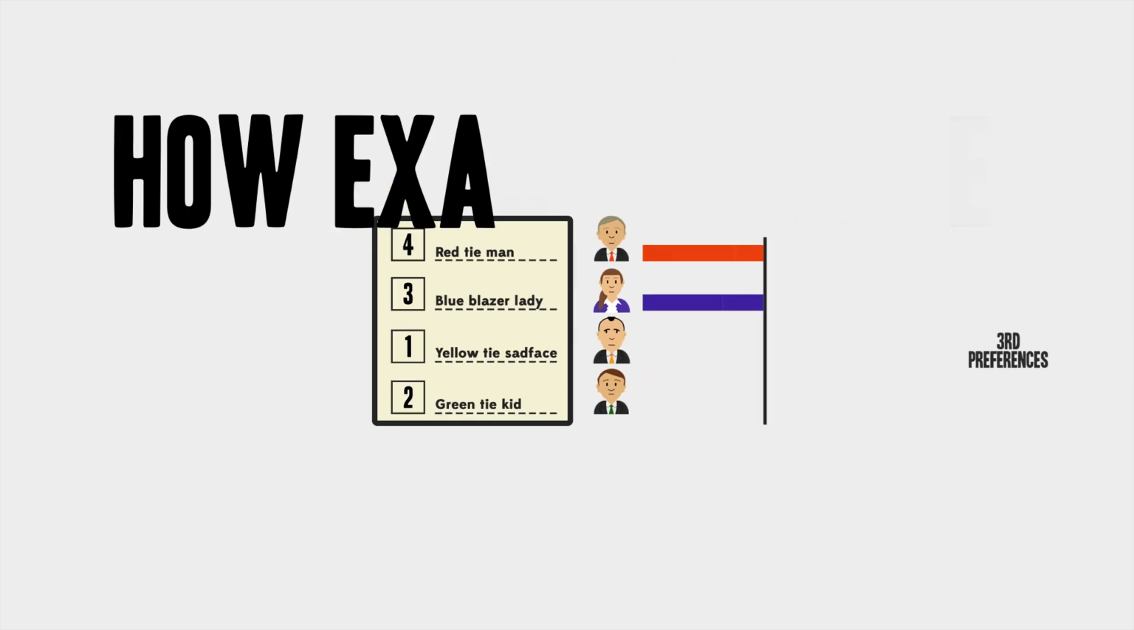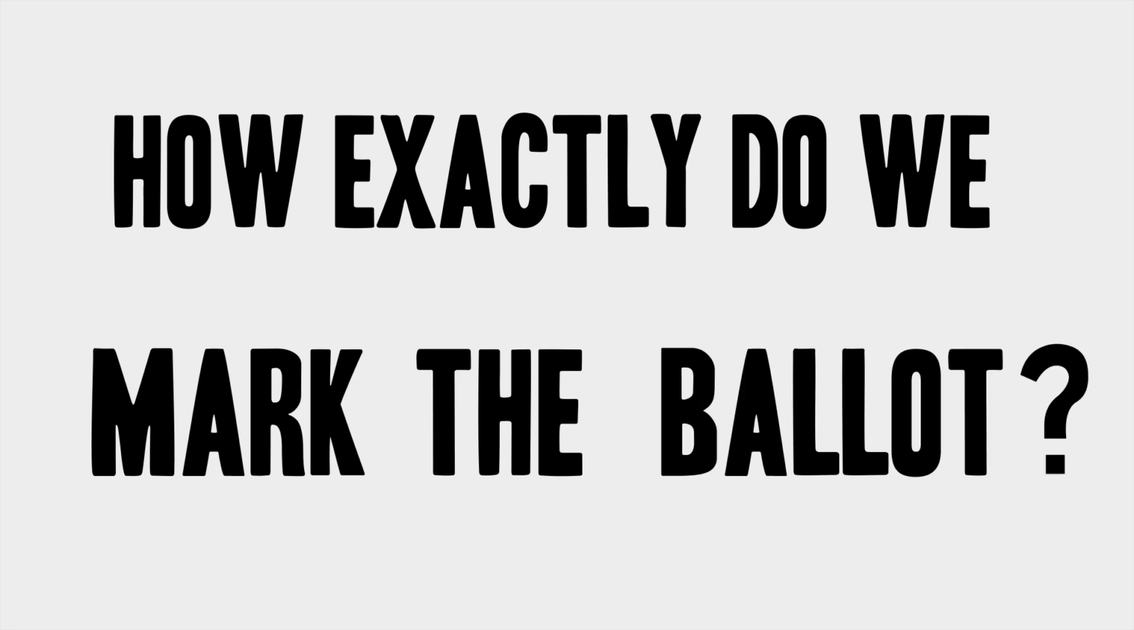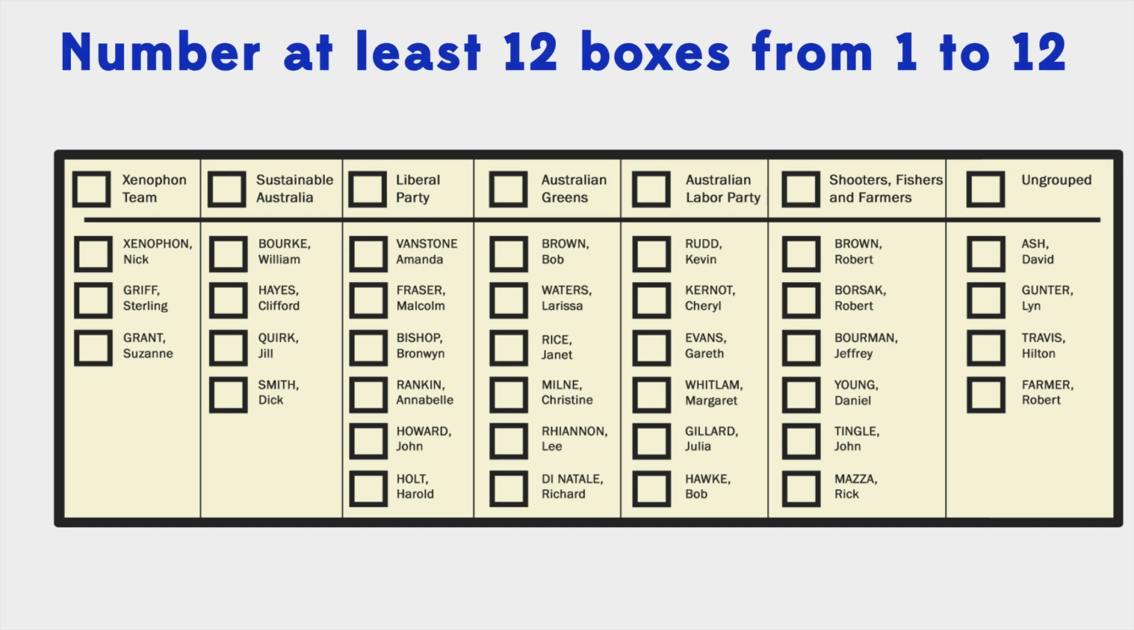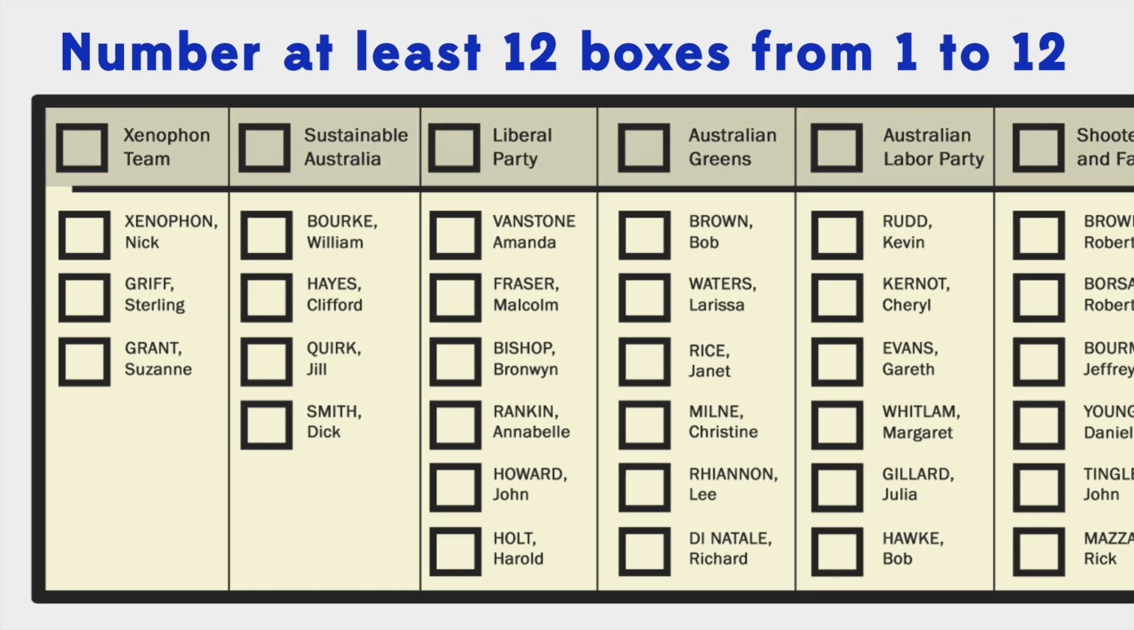That's great, but how exactly do we mark the ballot? Below the line voting means that you have to number at least 12 boxes from 1 to 12. So, if you want to preference all Liberal candidates in your order, followed by the Greens, then Labor, you can do that. If you don't like any of the remaining choices, leave their boxes unmarked.